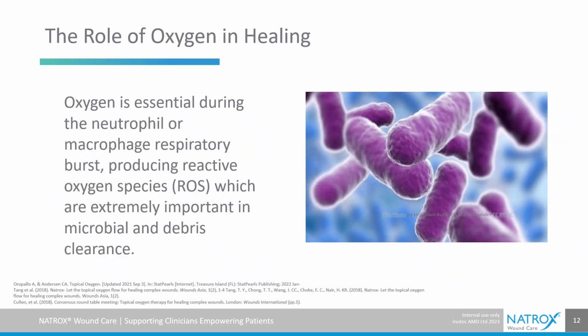The role of oxygen is essential during the neutrophil or macrophage respiratory burst. Producing that reactive oxygen species during the respiratory burst is important because this is how the immune system will clear microbes and any debris within the wound tissue.